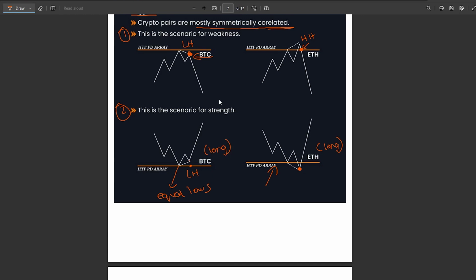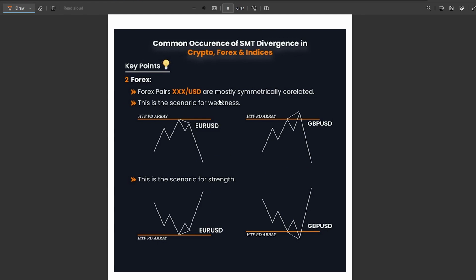I usually long BTC, or the pair that hasn't swept the liquidity, because that is the stronger pair in my opinion. But you can long either ETH or BTC or any of the pairs that are SMT related. But I usually prefer to long the pair that hasn't taken out its liquidity. So now let's move on to some common SMT divergences in Forex.